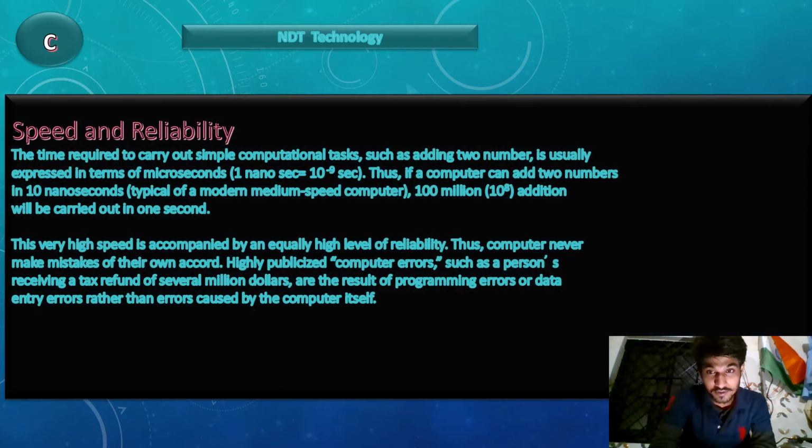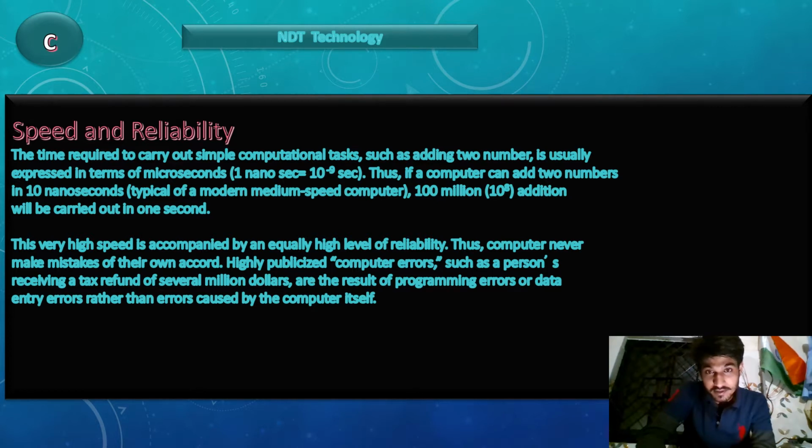So I'm going to explain firstly speed and reliability. What is the meaning of speed and reliability in terms of computational tasks? As per theory, the time required to carry out simple computational tasks such as adding two numbers. If in any school you give students a mathematical task like multiplication, division, addition, subtraction, I'm going to take addition as an example here. For adding two numbers, the time is usually expressed in microseconds, right?